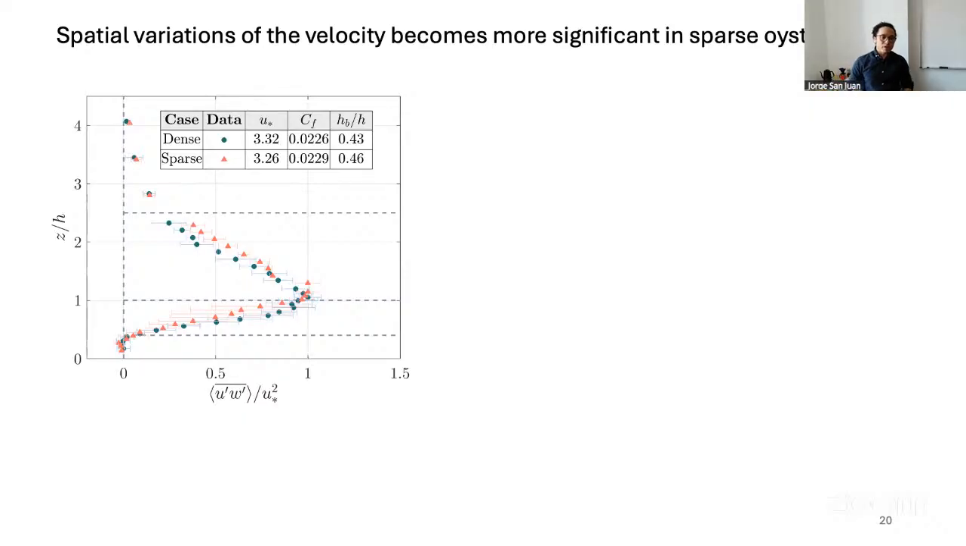But what we have here is the Reynolds stress. Reynolds stress for canopy flow is a time average approach. The two are normalized by the shear velocity, and they look very similar.